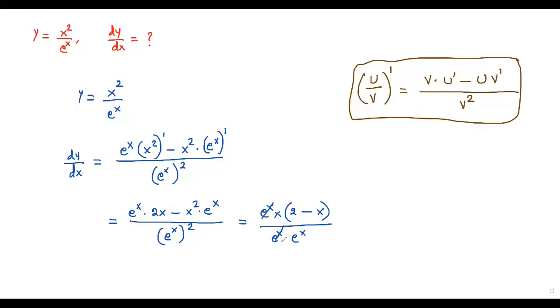So e to the x power and e to the x power will cancel out. I get x times (2 minus x) over e to the x power. So this is the derivative of the given function with respect to x.